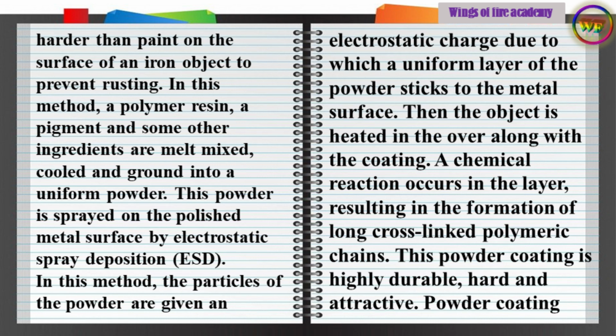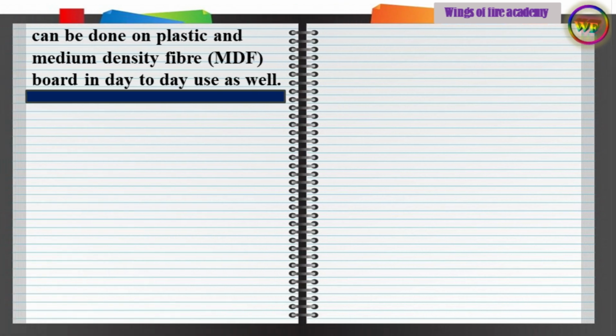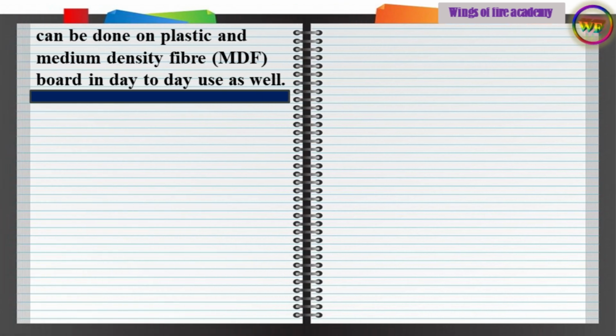Then the object is heated in the oven along with the coating. A chemical reaction occurs in the layer, resulting in the formation of long cross-linked polymeric chains. This powder coating is highly durable, hard and attractive. Powder coating can be done on plastic and medium density fiber (MDF) board in day-to-day use as well.